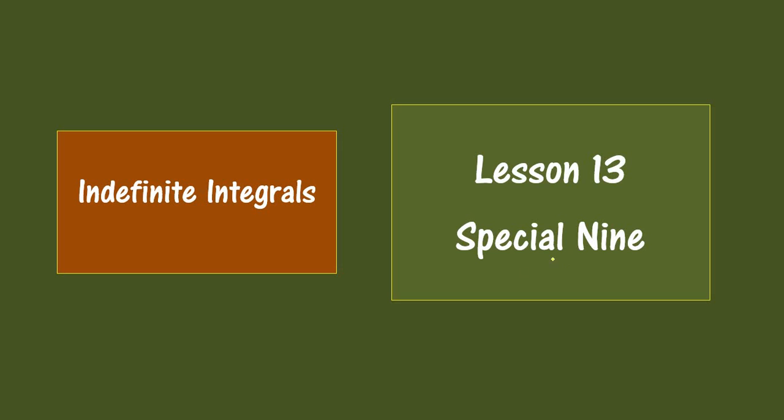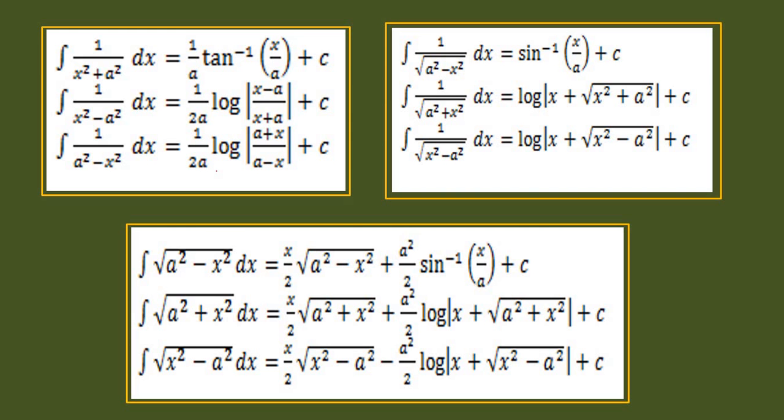The derivation of special integrals is based on the technique of inverse substitution, which we learned in the previous lesson. So let us try to derive some of them, and then we apply them to direct problems. So they are special 9 results, the integrals. The first one is 1 over x square plus a square, and the integration will be 1 over a tan inverse x by a plus c.